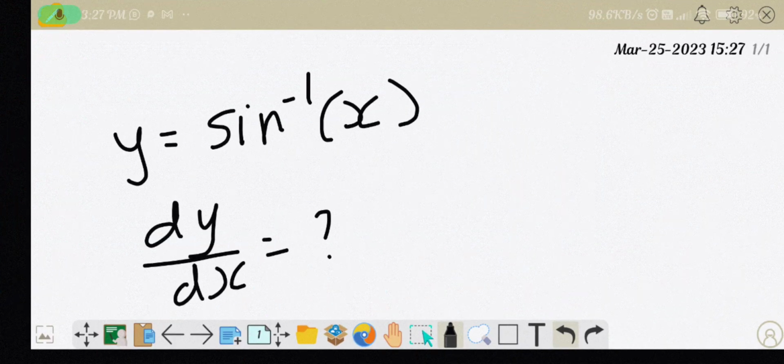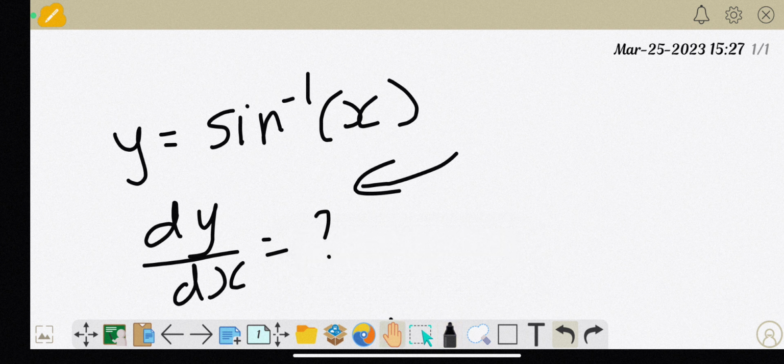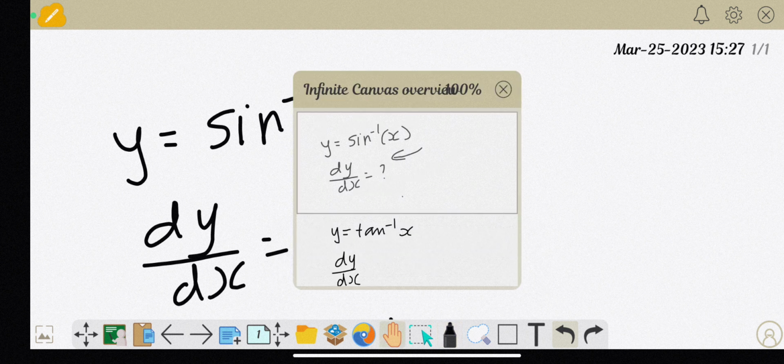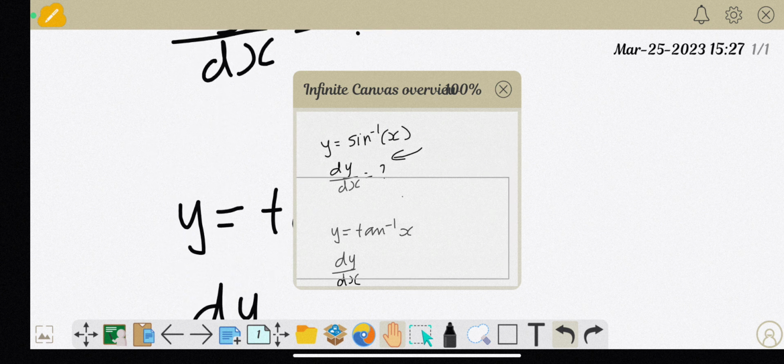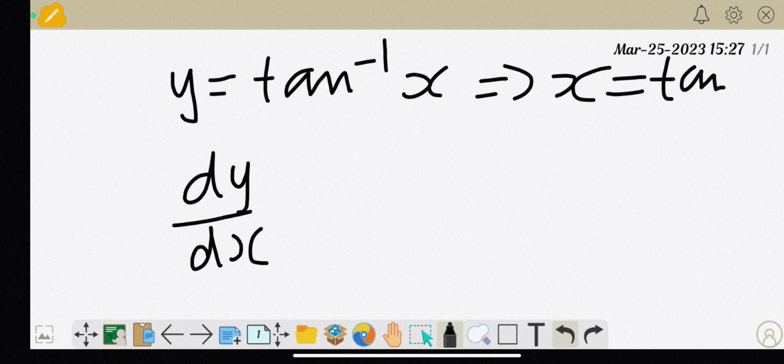So do you have any doubt in this? No, sir. Okay. So the same procedure you have to apply for this also. So x is equal to tan y. Now dy by dx is what we want to find out, correct?